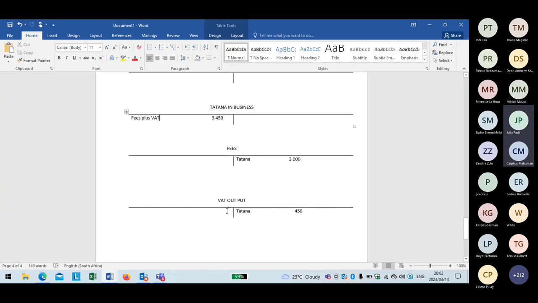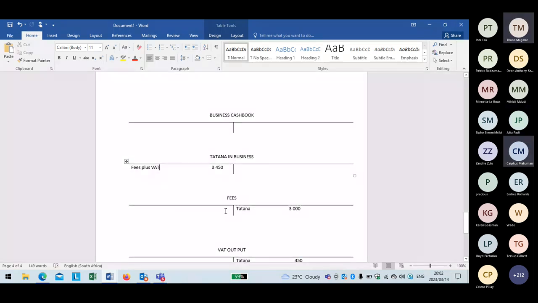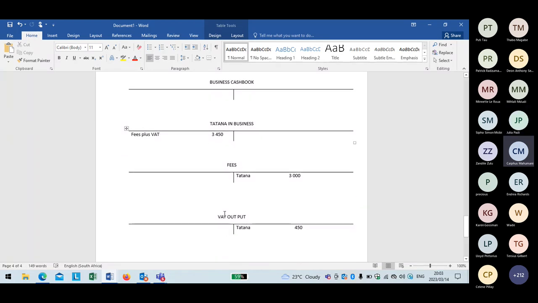Maybe I'm lost, so just go up a little bit. Yes, what I see on the screen is the startup in business, and then the fees plus VAT totaling 3450 is recorded on the left side, while the fees as well as the VAT output is recorded on the right hand side. I think that is where my confusion is coming from.